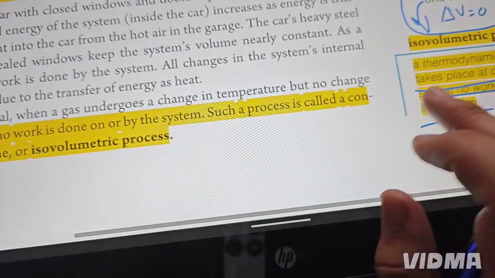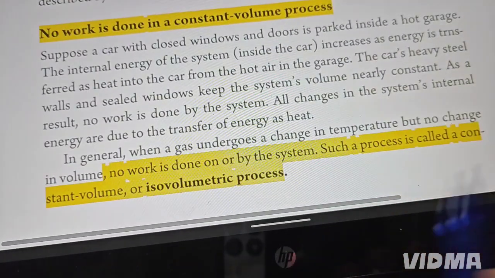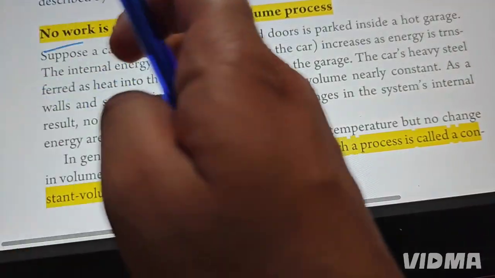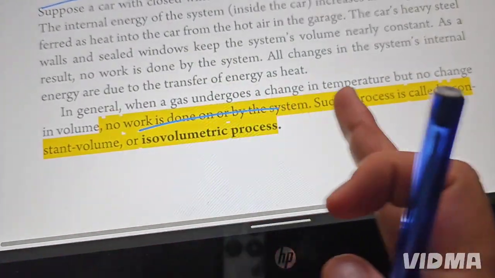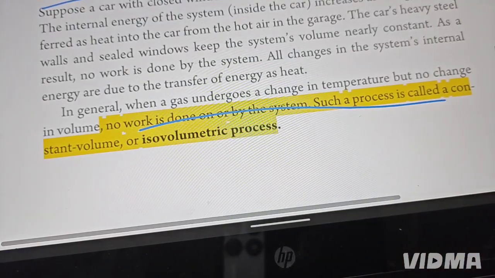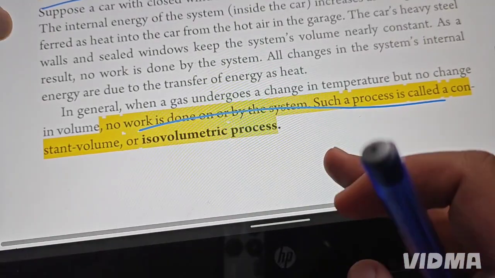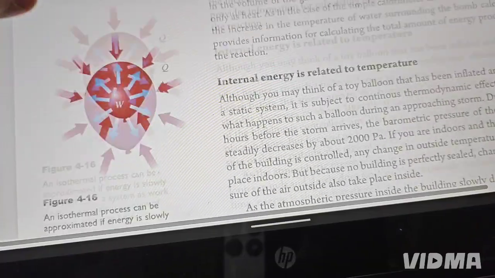In this first type, isovolumetric, no work is done. No work is done at constant volume. No work is done by the system. Such a process is called isovolumetric, and no work is done because the change in volume is constant or stable.